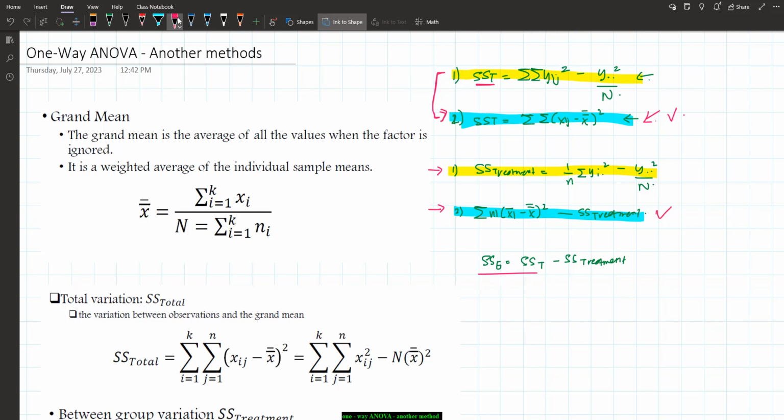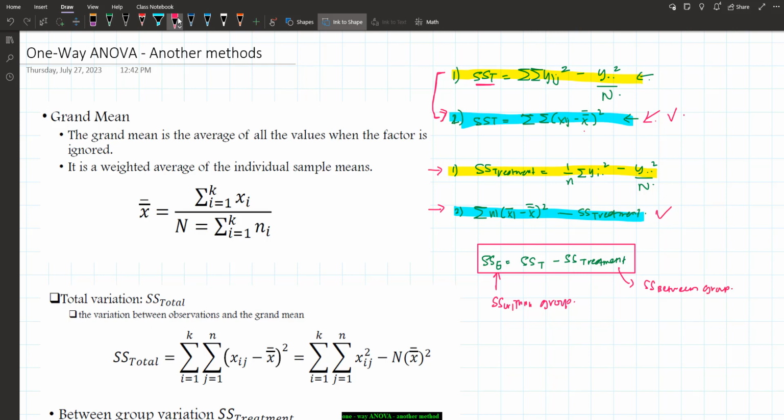To calculate sum of square error, it is the same procedure as previous: sum of square total minus sum of square treatment. Just to emphasize, sum of square error is also known as sum of square within group, right? Sum of square treatment is also known as sum of square between group, right?